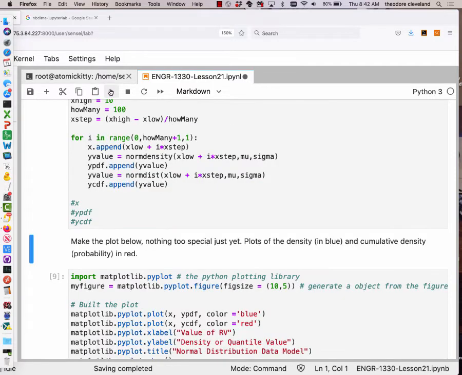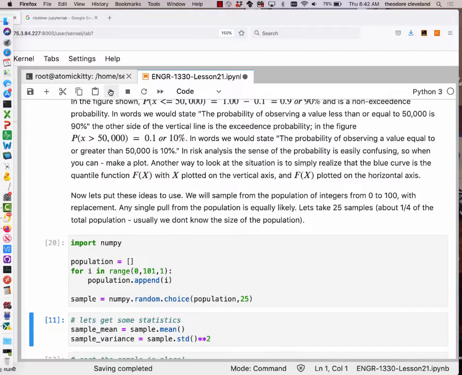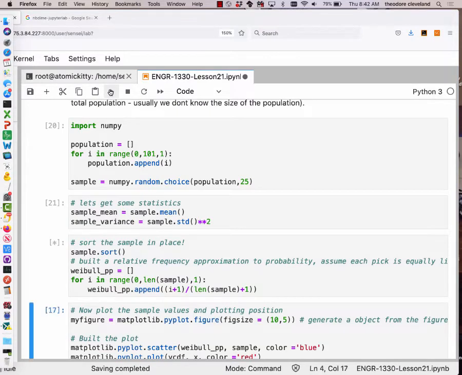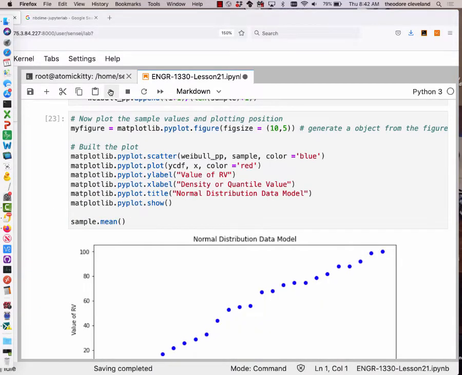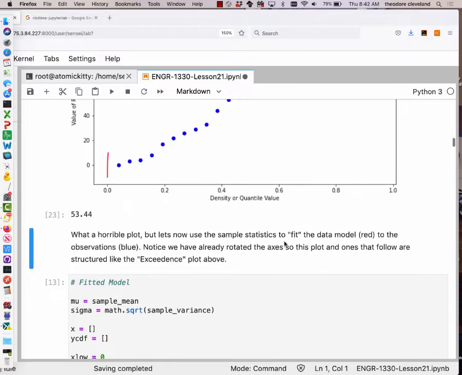I may be leaving a step out. Don't care about that plot. Oh, now we're resampling everything again. That was stupid. Anyway, our current plot is terrible.